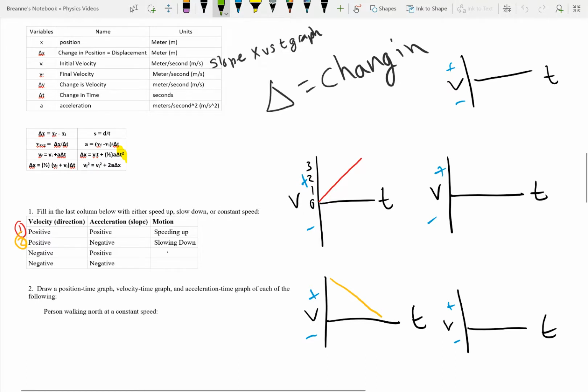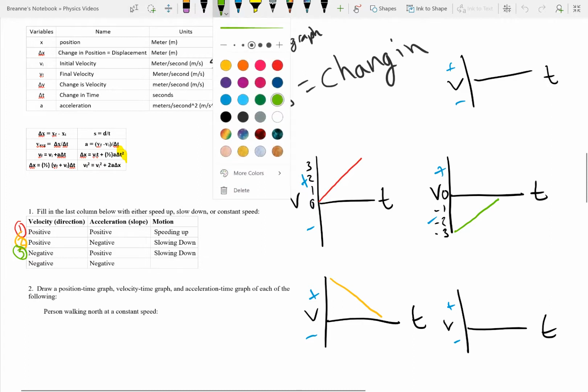For your third one, you're in the negative quadrant, but a positive slope. Positive slopes go up. But again, pay attention to your numbers. When you go down the 0 line, they kind of flip. So they start going 1, 2, 3. So in this case, you're going 3, 2, 1. Your numbers are getting smaller. So you are slowing down. Last one.